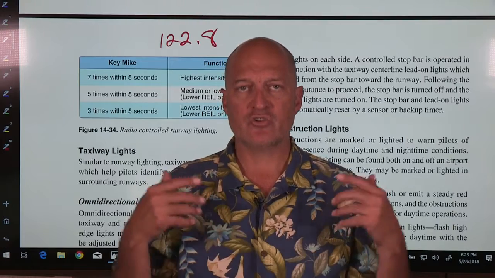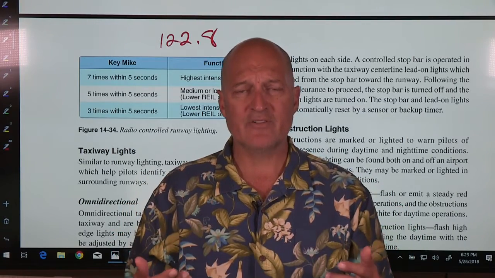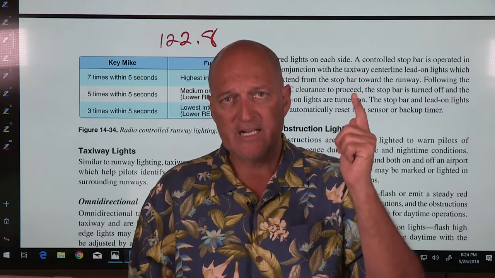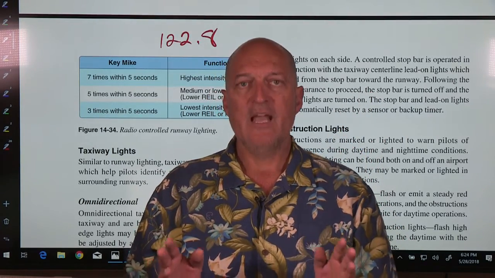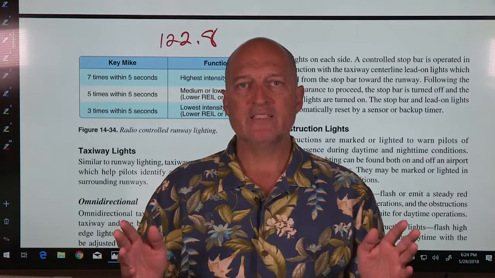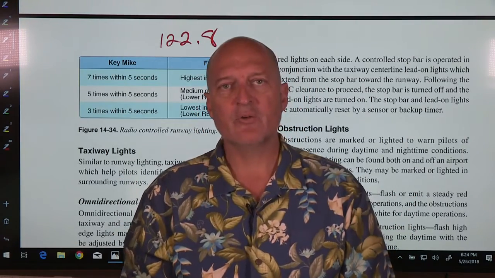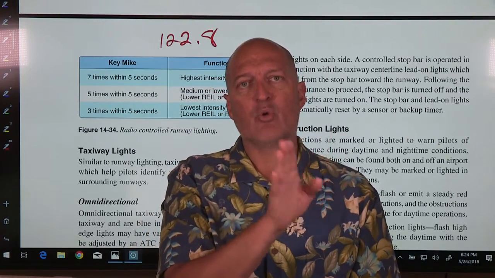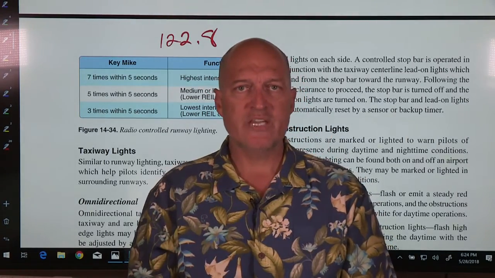So in this case, you're trying to find that airport. You think you're about 10 nautical miles away. Click, click, click, click, click, click, click. That's 7. That will bring those lights up to the highest setting. There's my runway. Excellent. So now you enter the traffic pattern for that runway, and now here you are on downwind.